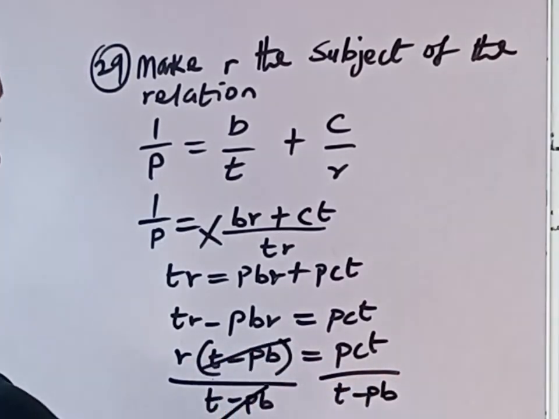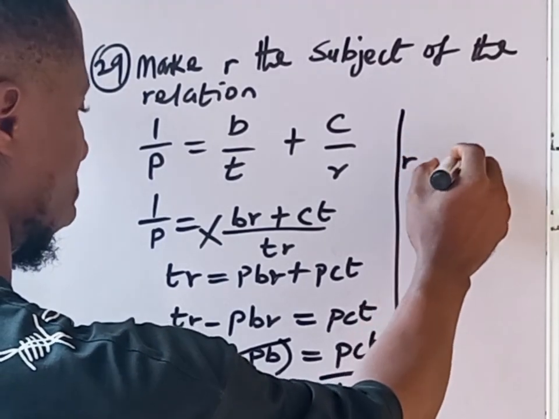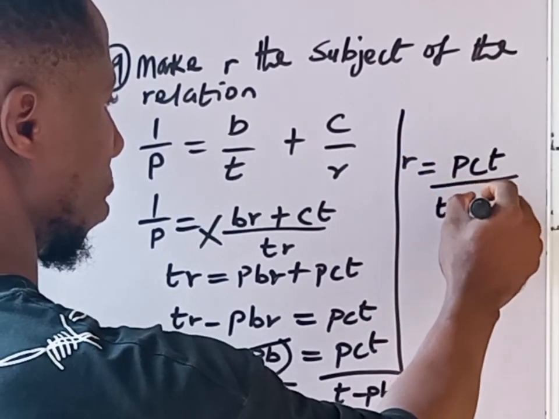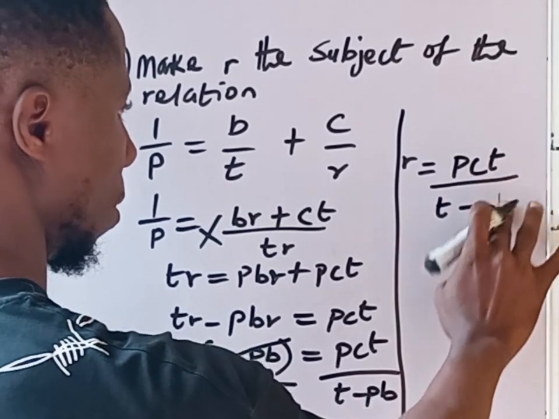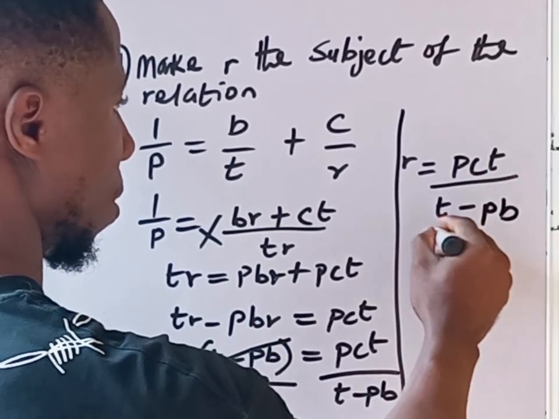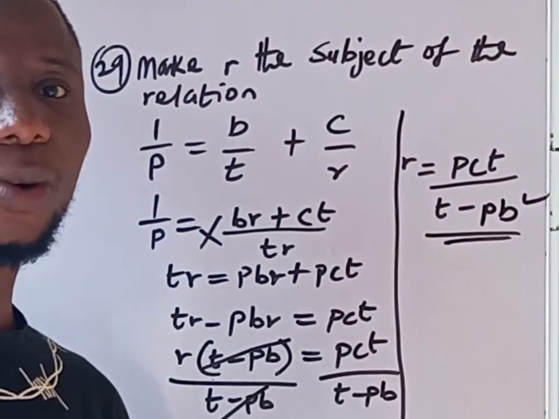This cancels this. So our r will be pct over t minus pb. All right guys, this is the answer to the question.